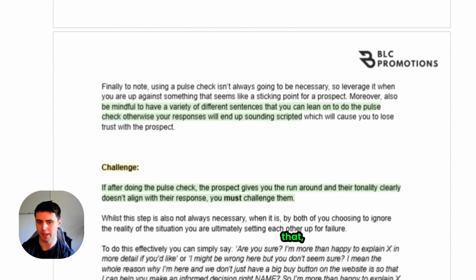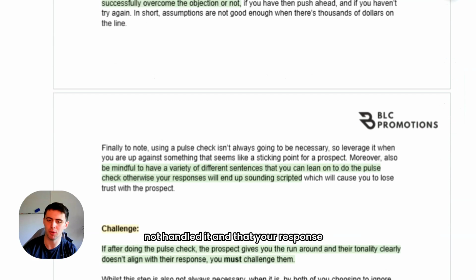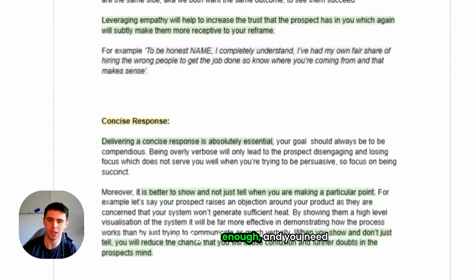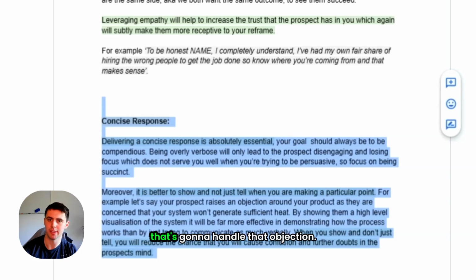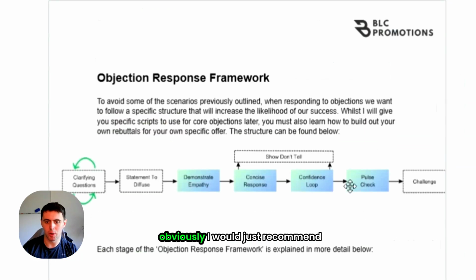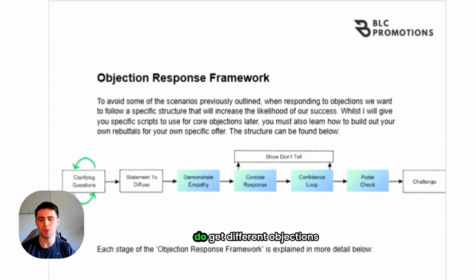Otherwise, if they do give that unconvincing yes, then it's a sign you've not handled it and that your response here wasn't good enough and you need to go back and redeliver a new response that's going to handle that objection. But that's the framework. So obviously, I would just recommend having specific scripts for common objections about price or need to think about it, that sort of thing. But if you do get different objections or different questions or your reps aren't trained on scripts, then at least having this framework is going to give them something to follow, and it can be used on pretty much any sort of question or objection the customer puts forward to you.